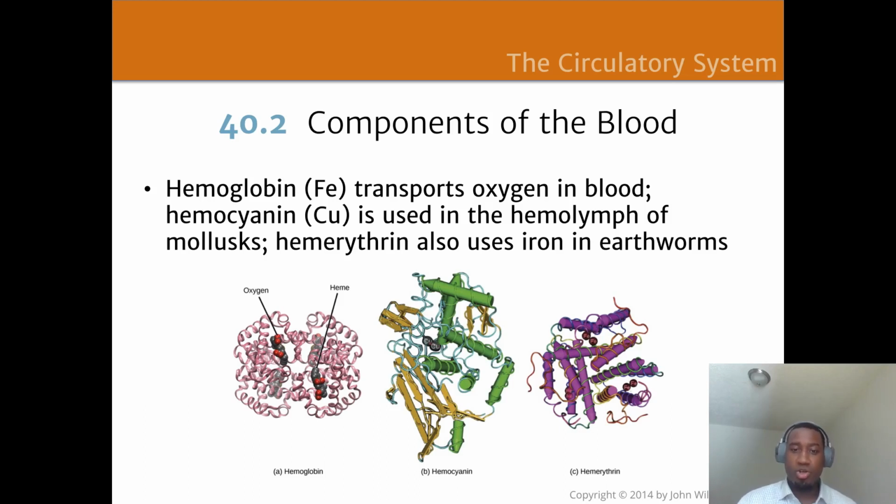And then you have earthworms. Earthworms also use iron, but this iron isn't formed in hemoglobin. It's formed in something called hemerythrin. Hemerythrin is for iron, and it's in earthworms. Hemocyanin is based on copper, and it's in the hemolymph of mollusks. Hemoglobin, you guys should know about, is based on iron, and it's in mammals, and they transfer gases throughout the blood. So I expect you to know those three types of carriers of the respiratory gases and what type of animals you find them in: hemoglobin, hemocyanin, and hemerythrin.